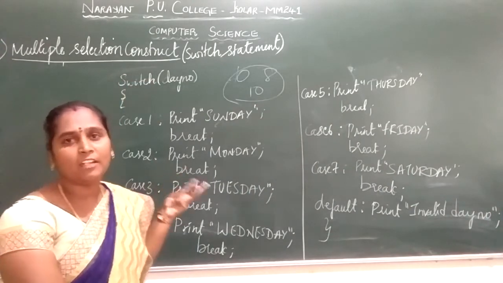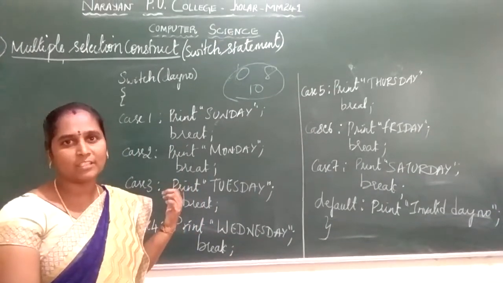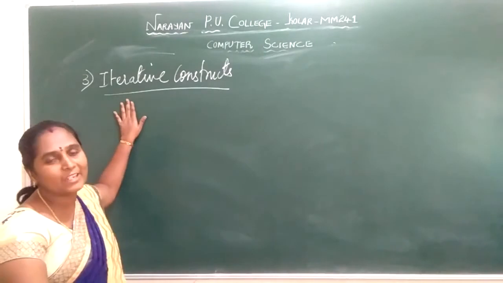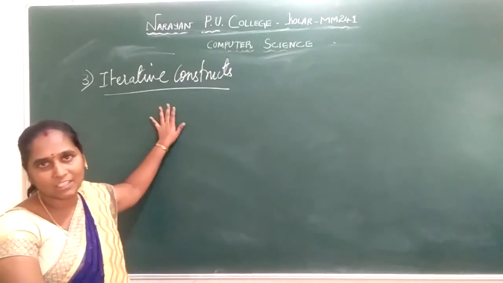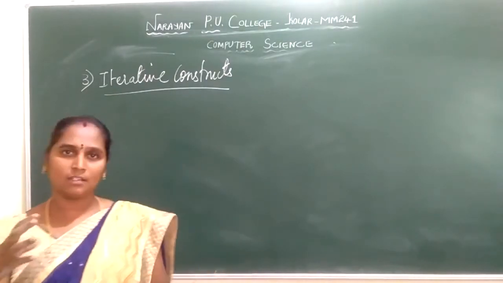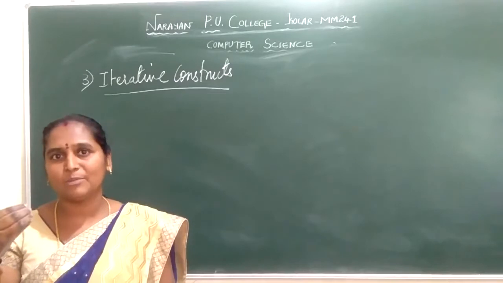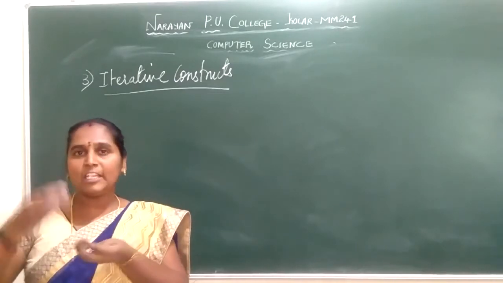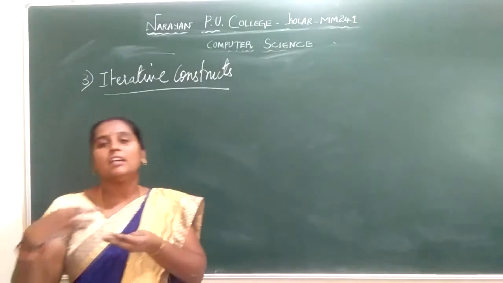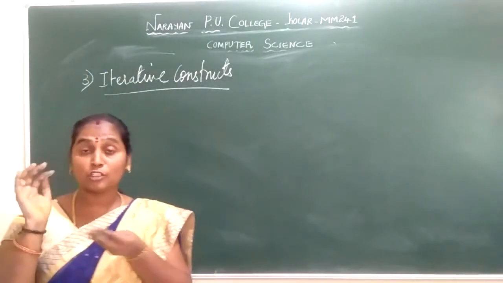Next, we'll see the third important construct of programming, the iteration construct, or iterative construct. This iterative construct is used when you want to execute a certain set of statements a number of times. You need to execute certain statements repeatedly until the condition is satisfied. In such cases, the number of times may also be specified.